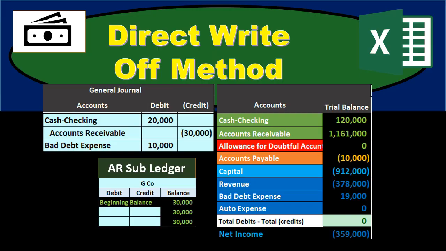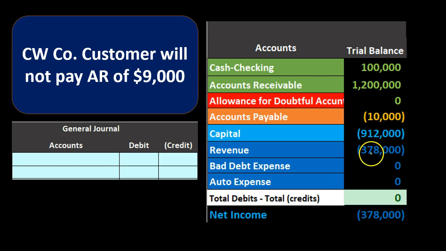The direct write-off method as it relates to accounts receivable. Quick summary of accounts receivable. Accounts receivable is a current asset. It's an asset with a debit balance. We are going to be writing off certain amounts for accounts receivable that will become not due or not collectible at some point in the future.